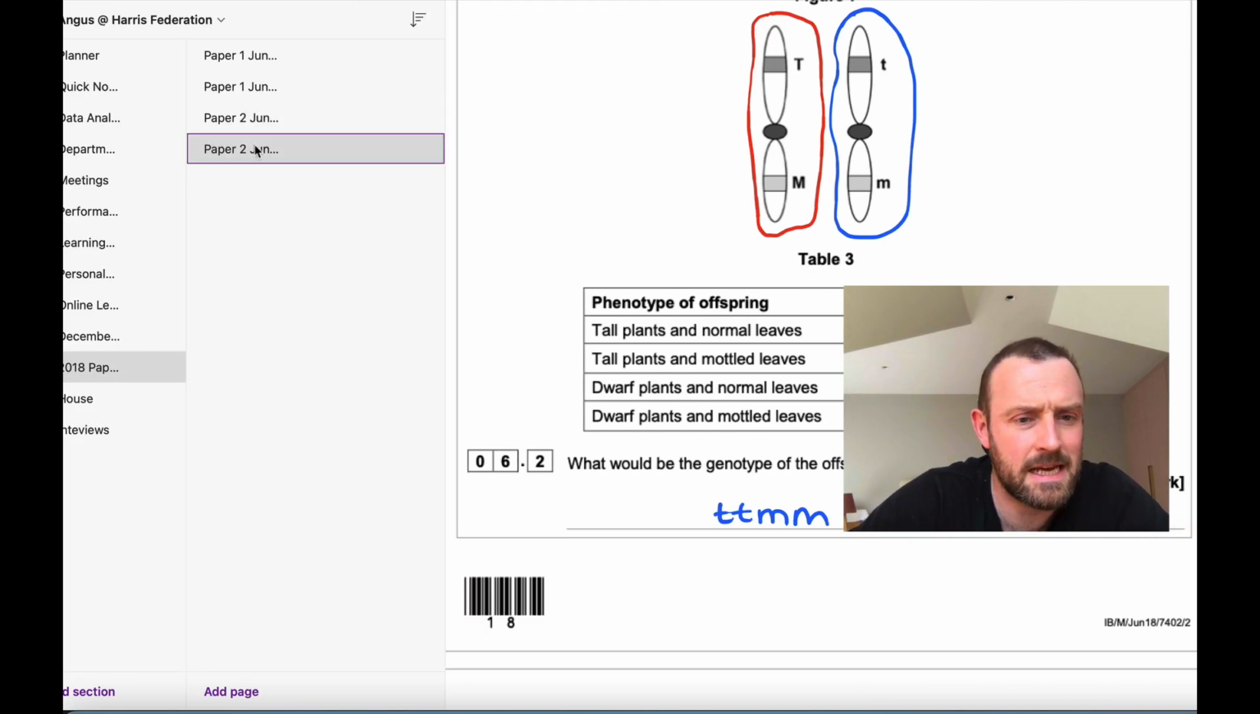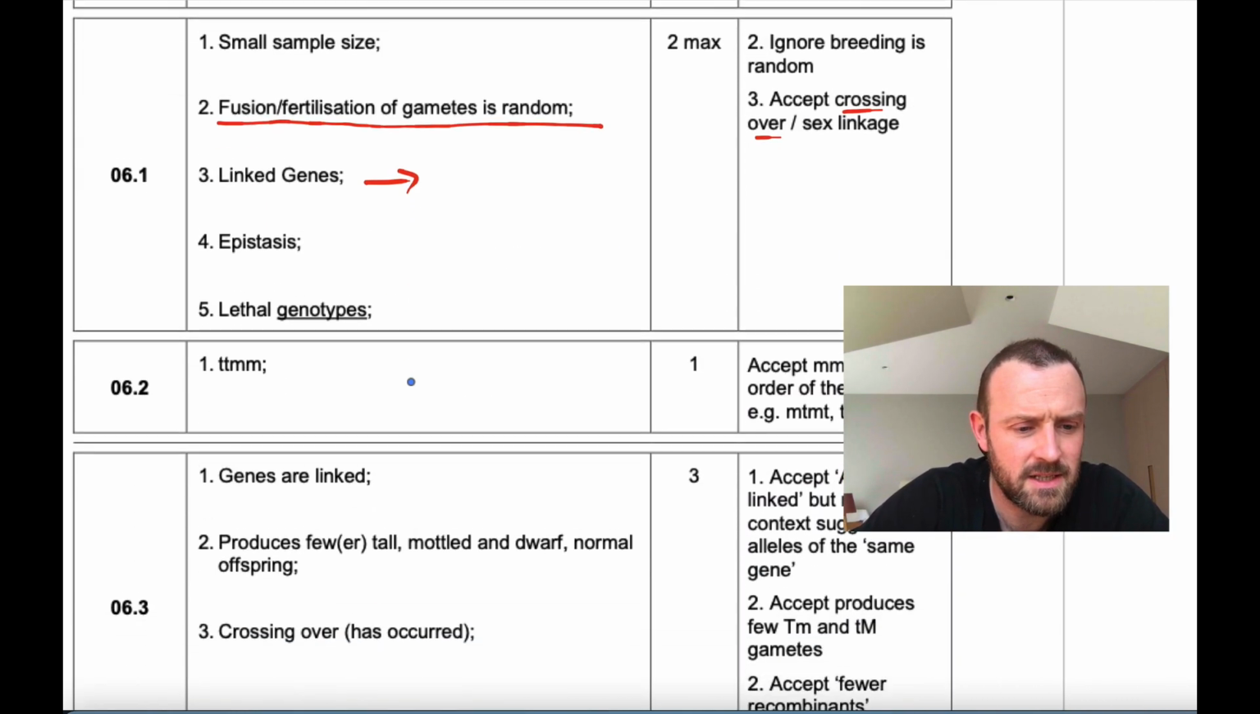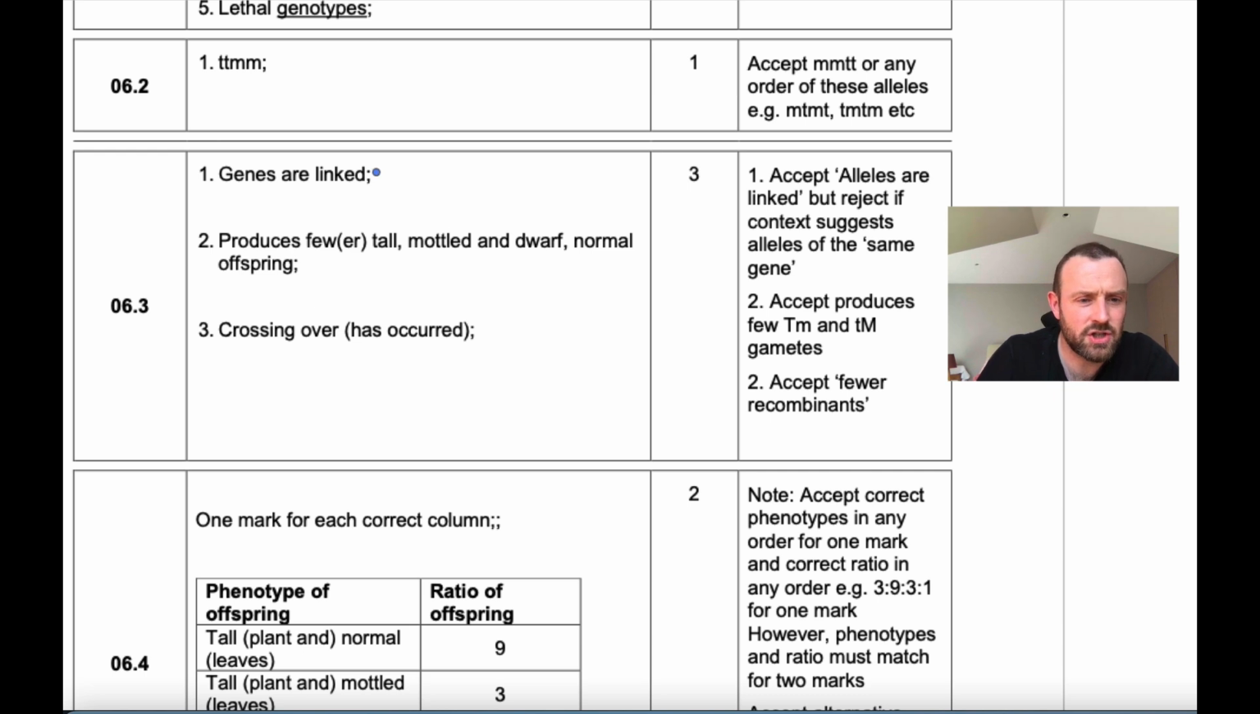So let's see the mark scheme points for that. Okay, so linkage produces few tall, mottled, or dwarf normal offspring because crossing over has to occur for this to happen.